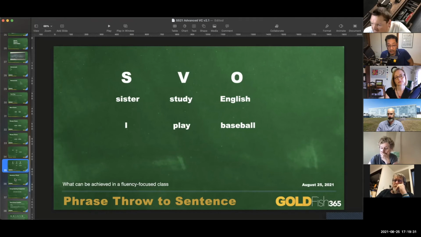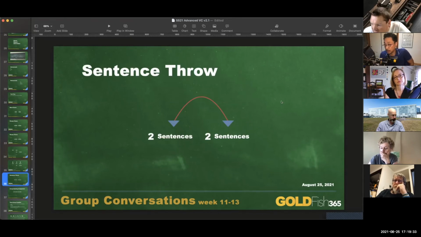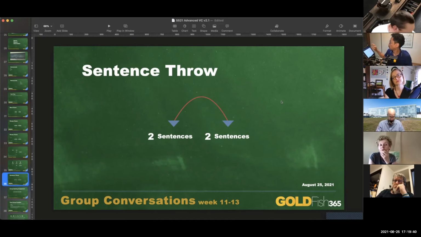Once they get used to sentences, we do double sentence throw. And once you get to double sentence throw in pairs, then I'm going to go over here and show you how to set this up so they get to the first stage of being able to do this in groups. Okay, back to good nuts.